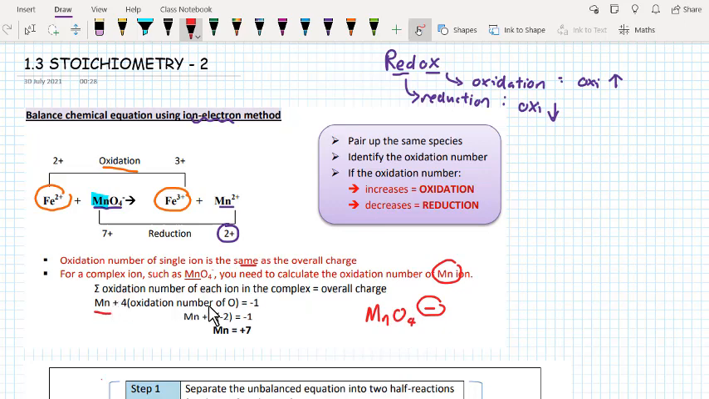So we put it like this: manganese plus 4 times -2, where -2 is the oxidation number of oxygen, equals the overall charge, which is -1. With simple mathematics you will find the oxidation number of manganese equals +7. Remember to put in the sign, because we have positive and negative signs, so the sign is very important. Now that you have found the value, we can see the manganese, +7, has been reduced to +2. Therefore, this pair of species undergoes reduction.